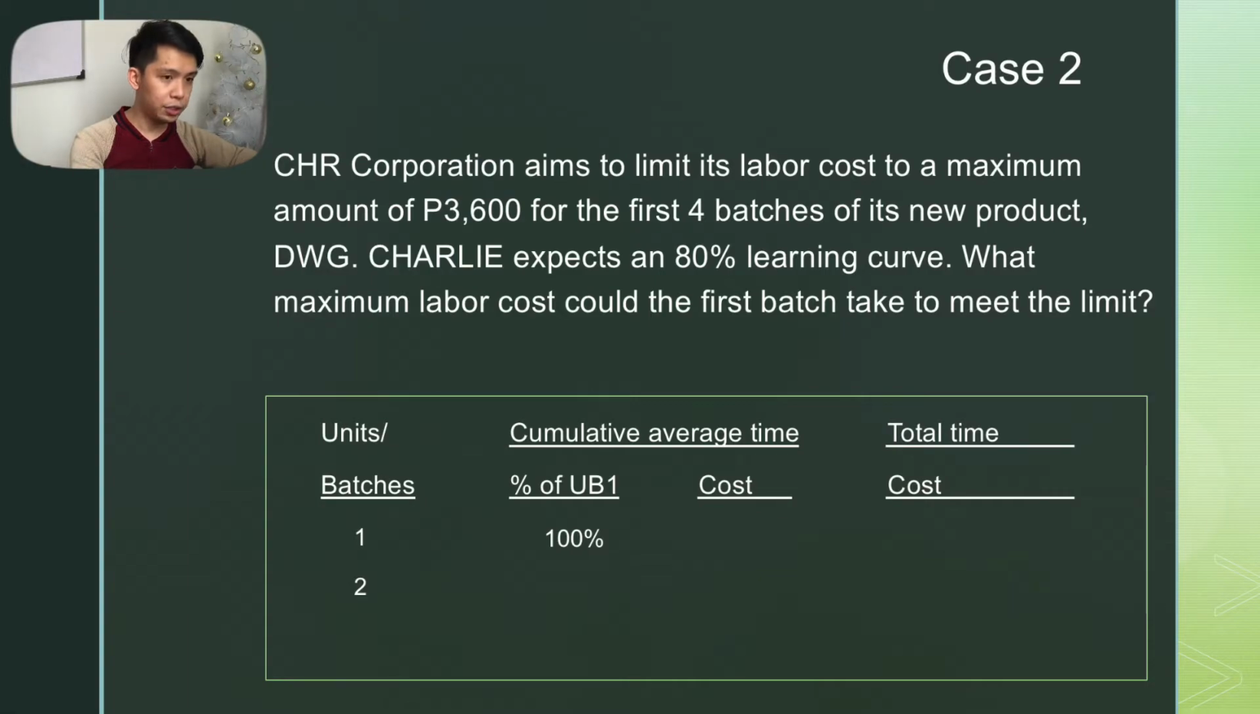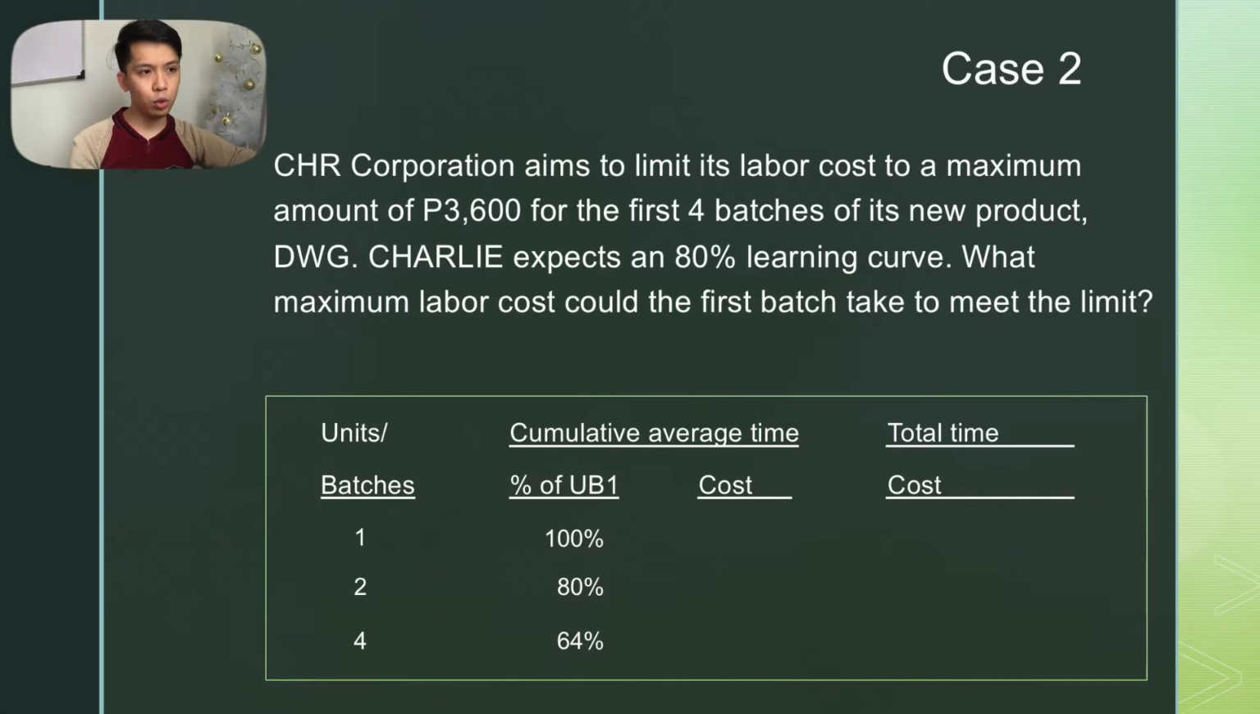Double the first unit, double one unit to 2, you would have 80%. A cumulative average time of only 80% of that spent on the first unit. Next, we are going to double further from 2 to 4. 80% of 80%, it will now be 64% of the average time spent on the first unit.